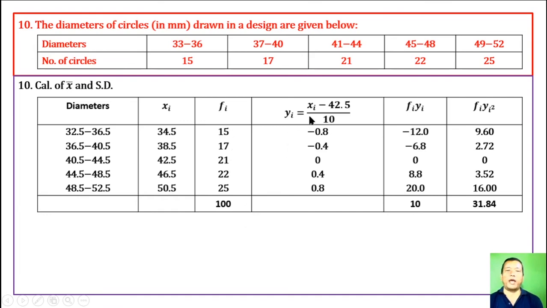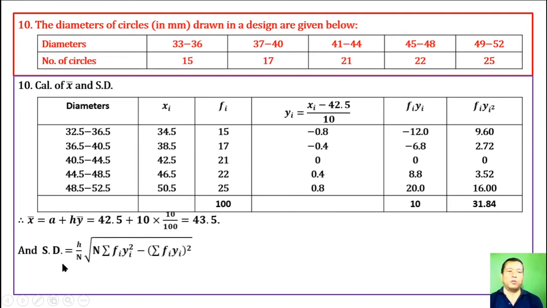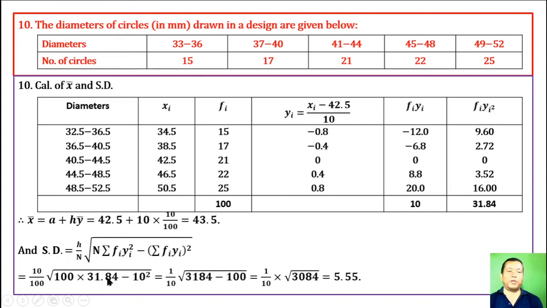Introduce new variate yi is xi minus the assumed mean, which is taken from these 5 numbers, that is 42.5 is taken here, and i is taken as 10, and evaluate y1, y2, y3, y4, y5, and find out these 2 columns also. Therefore mean is equal to a plus i times y bar, is 42.5 plus i is 10 into y bar is 10 by 100, that is 43.5. For standard deviation use this formula, put the appropriate values and evaluate, we get 5.55.